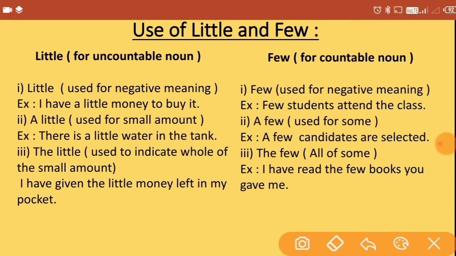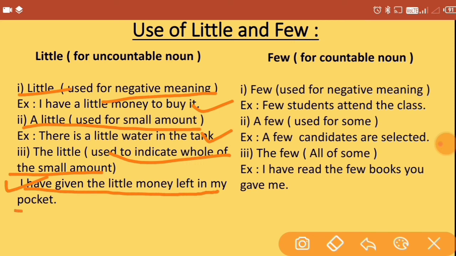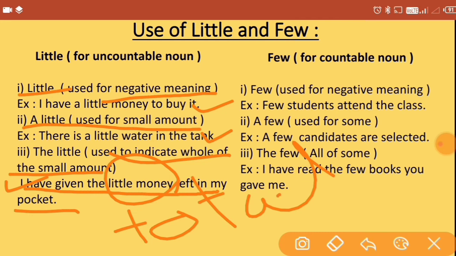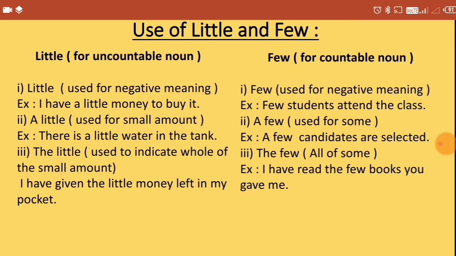Here you can see that little is used for negative meaning in the sentence. A little is used for small amount in the sentence. And the little is used to indicate whole of the small amount. Look at the sentence. I have given the little money left in my pocket. Here I have little money, it's a very small amount, but I have given the total money. Okay. Similarly, few is used for countable noun of the same condition.